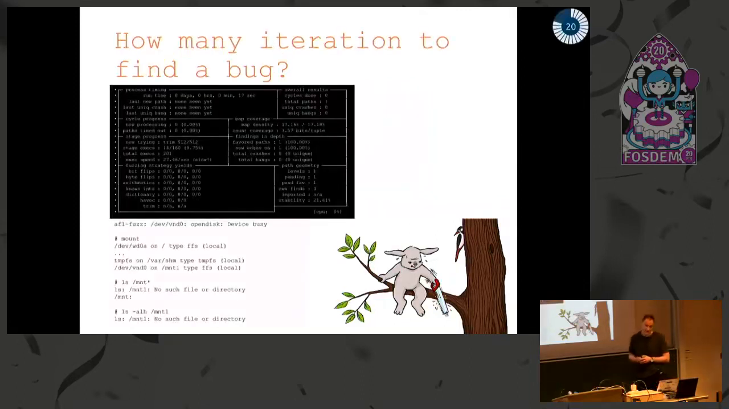Okay, so how many iterations does it take to find a bug when fuzzing FFS? What we'll be doing is running the fuzzer on the same virtual machine. That's actually another issue that I found at the very beginning, but hopefully we can find something interesting.